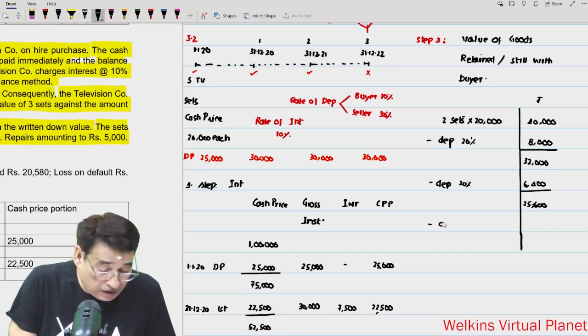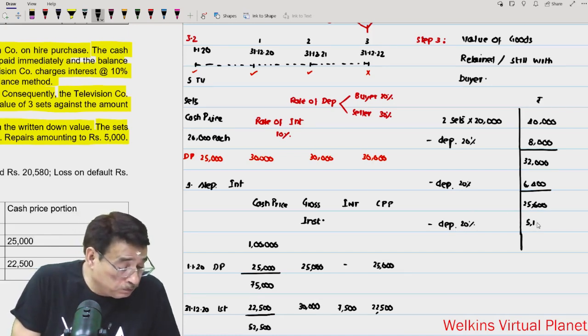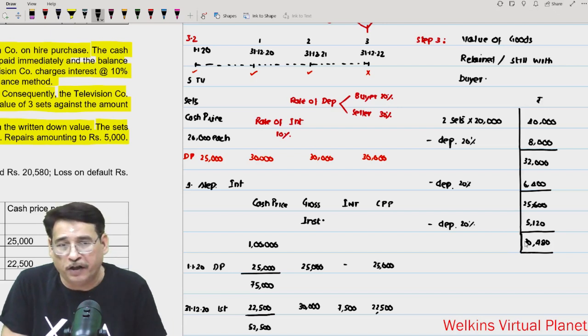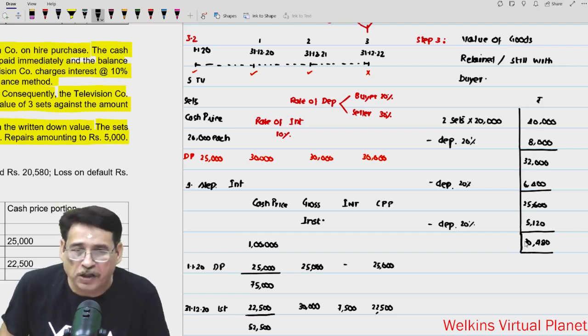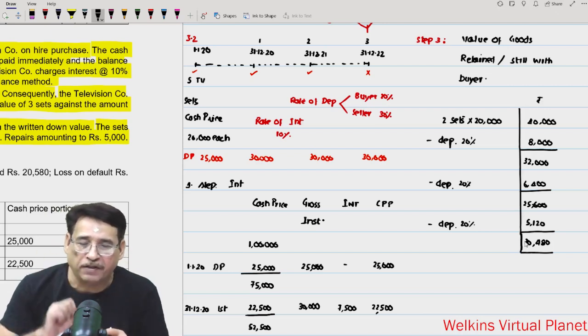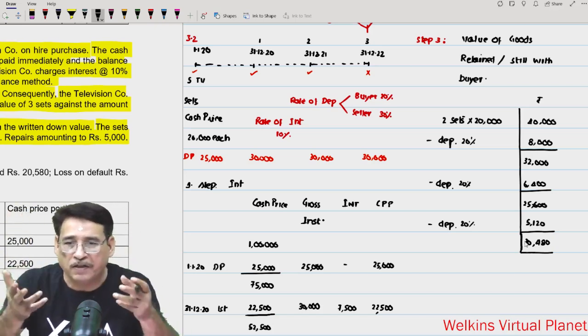Then you will write less depreciation, again 20%. So that will be equal to 5,120. That means those sets which are still with the buyer, their value at the end of the third year is equal to 20,480. Now just presume yourself as the purchaser. You had bought five sets. Out of 5 sets, 3 sets have been repurchased. So how many sets are still with you?